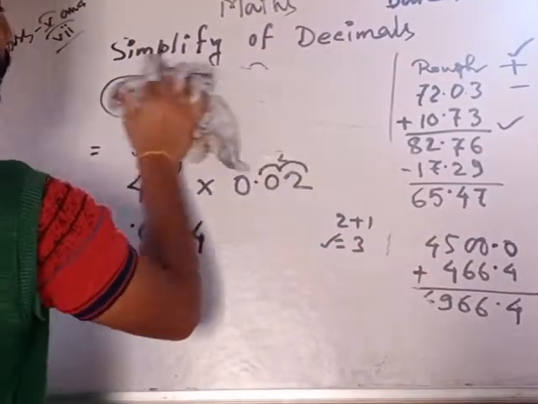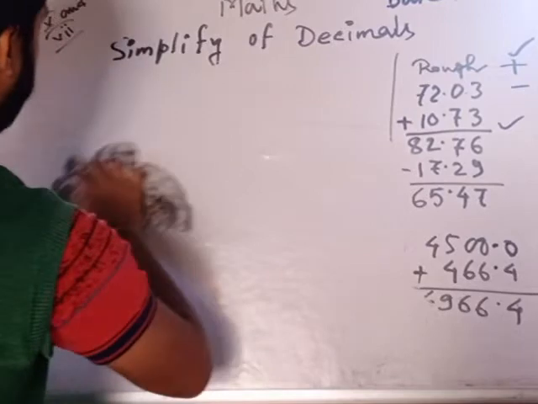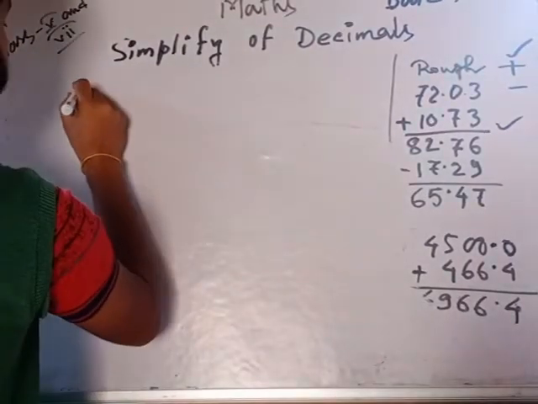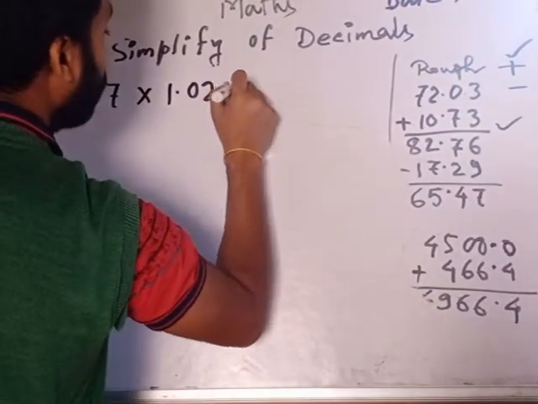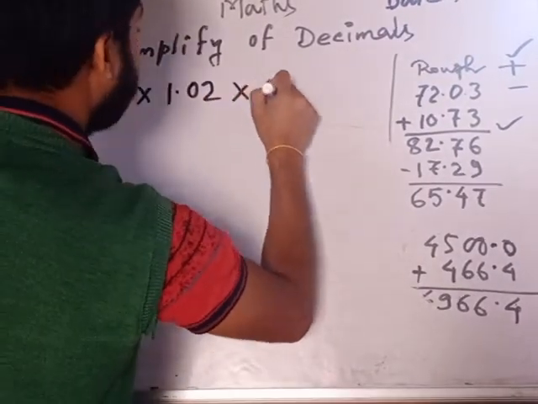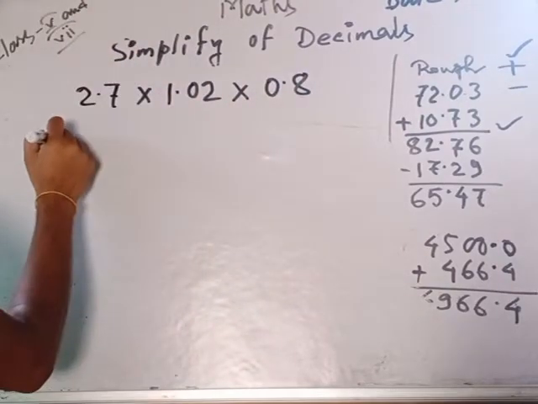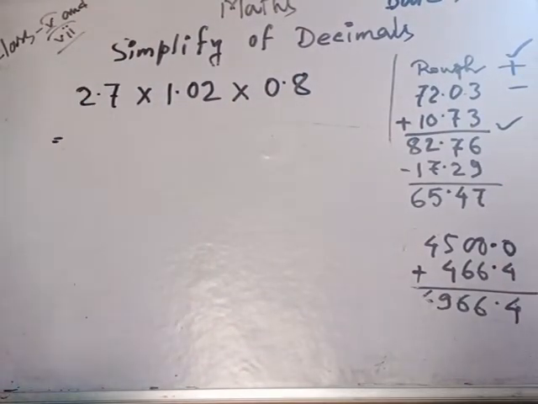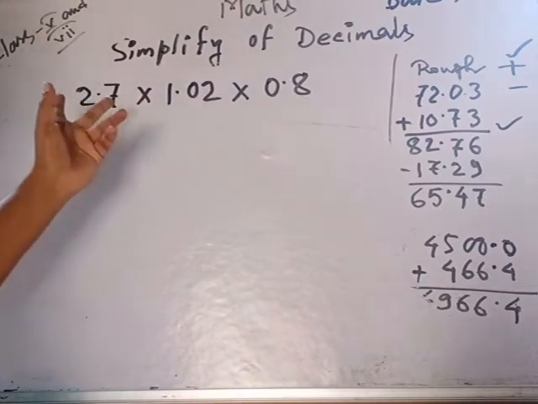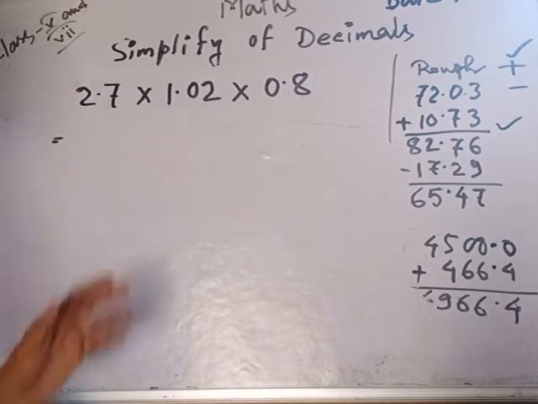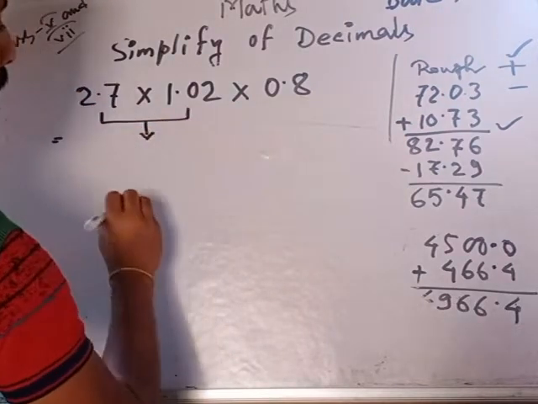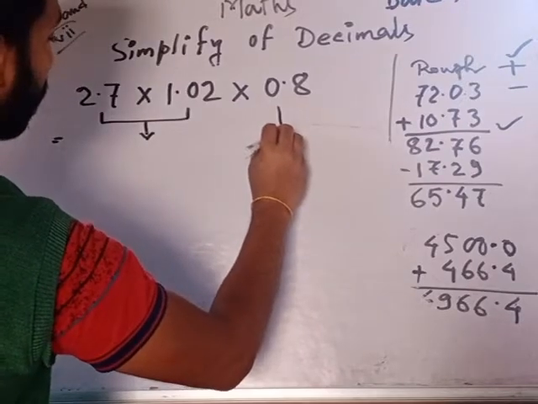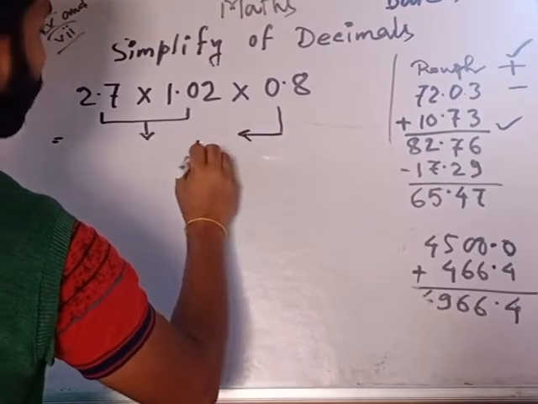Suppose it is 2.7 multiplied with 1.02 multiplied with 0.8. If there are so many multiplicands or multipliers, on that time we should do the multiplication step by step, or with 2 numbers we should put the numbers. After that we should multiply these numbers, then we should get the result.